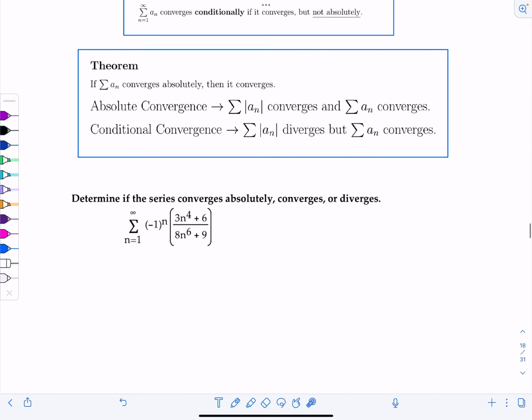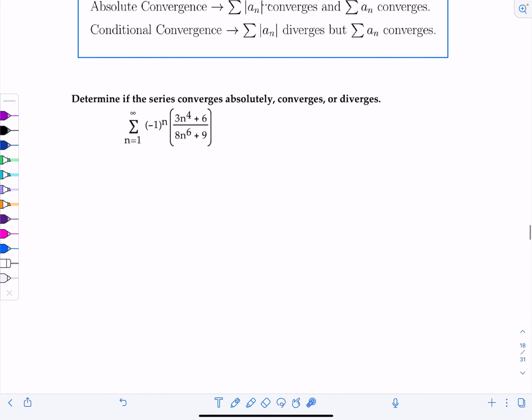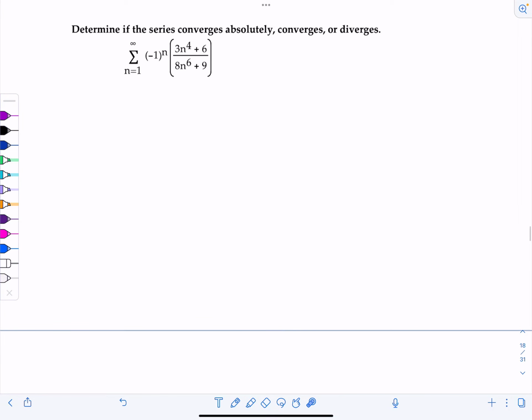So determine if the series converges absolutely. Just "converges" is the same as converges conditionally or diverges. So I'm going to check for absolute convergence first. Test for absolute convergence.